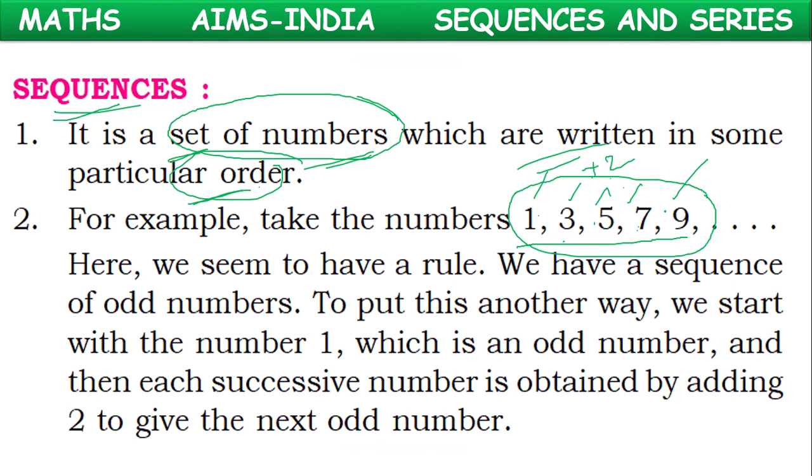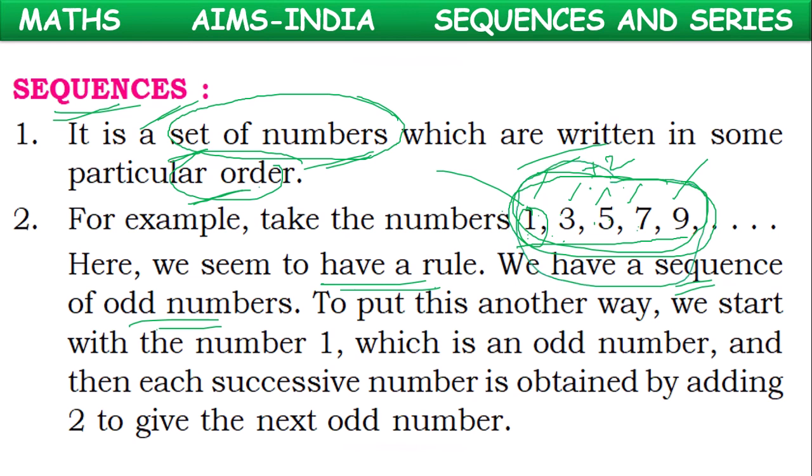So a set of numbers, a group of numbers, having a particular rule is called a sequence. This group of numbers is an example of a sequence of odd numbers. In another way, we can name it as a sequence starting with 1, where each succeeding number is obtained by adding 2 to the previous number.